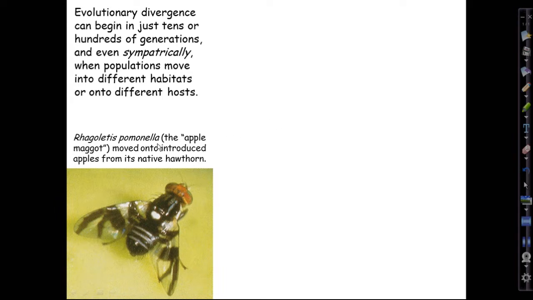The most famous example is that of this fly, Rhagoletis pomonella, called the apple maggot, a North American species that was natively on native North American hawthorns. When European immigrants arrived in New England and New York and began growing apple orchards, pomonella discovered the apple as an alternative host.